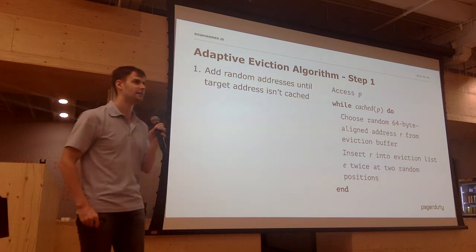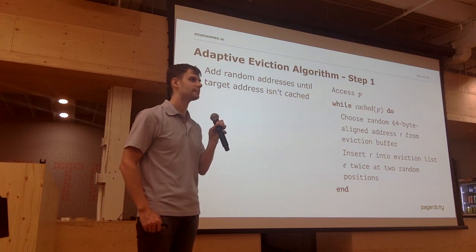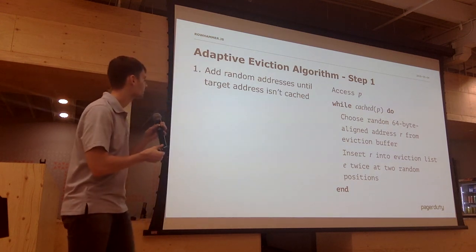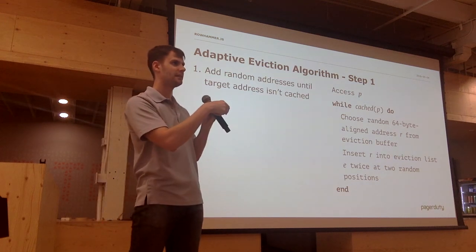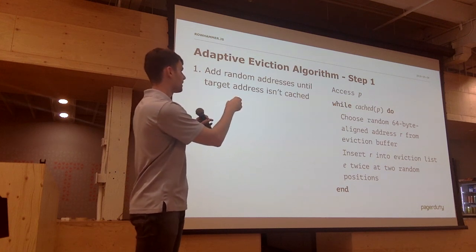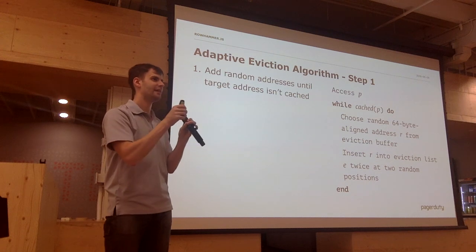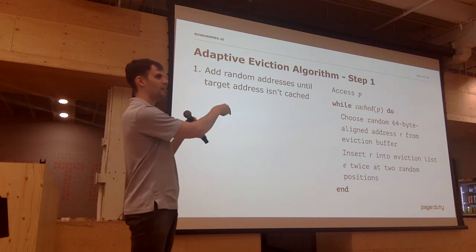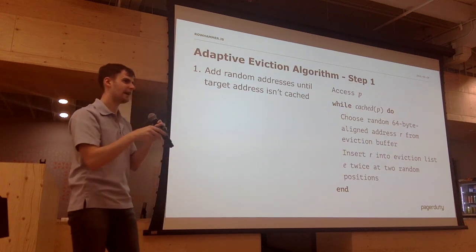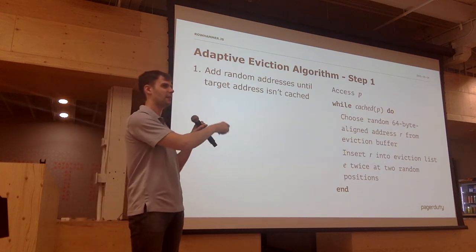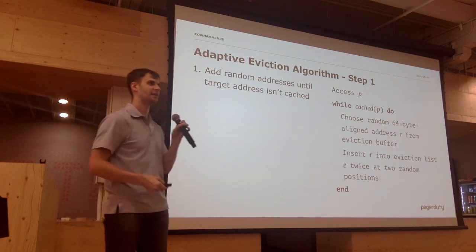Another question: what happens if you insert R into the eviction list? Sorry, this slide or the next one? Okay, the eviction list is the list of memory addresses that we're going to access in order to try to evict our target one, P, from the cache. So we keep on adding memory addresses, which are just indexes into our array that we're going to read from, hopefully trying to evict that item from the cache.